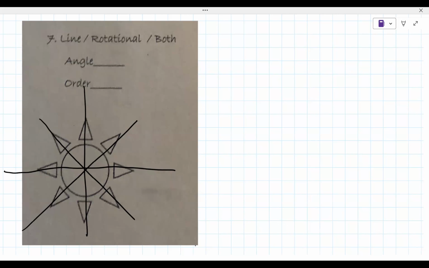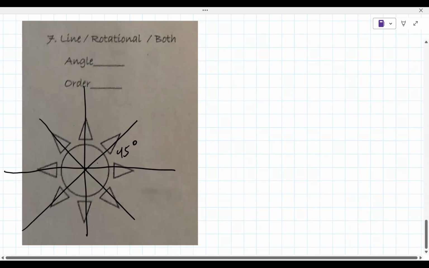Okay, so closer to 8, actually. You mean the rotation? I'm still on the order, but for the rotation, the rotation is like 45 degrees, this angle.